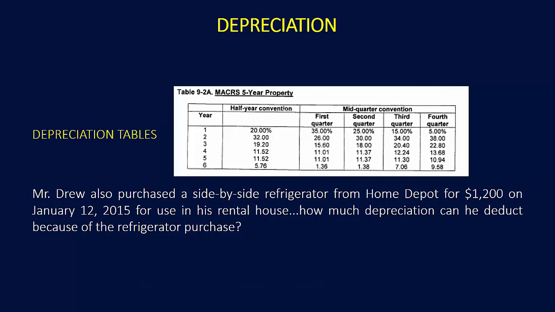He also purchased a side-by-side refrigerator from Home Depot for $1,200 on the 12th of January, 2015, for use in this same rental house. So how much depreciation can he deduct because of the refrigerator purchase? Well, again, we're in the second year, using the half-year convention, 32%. So $1,200, the basis in the refrigerator, times 32% equals $384.